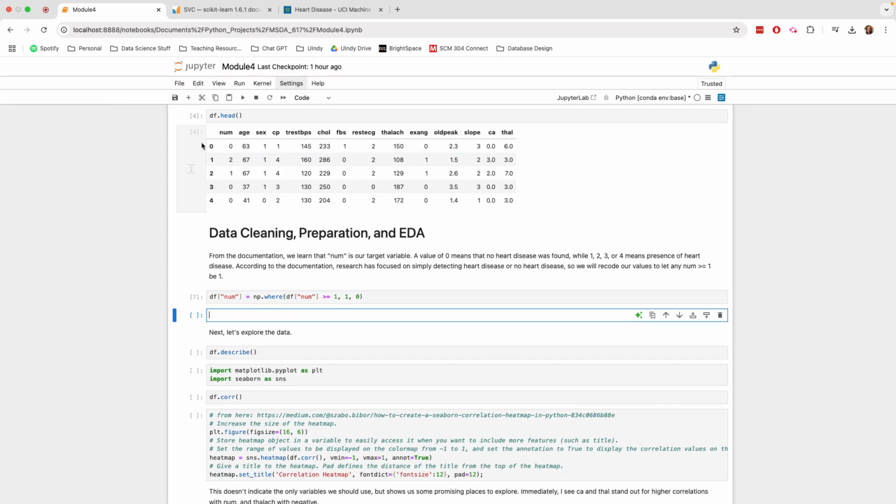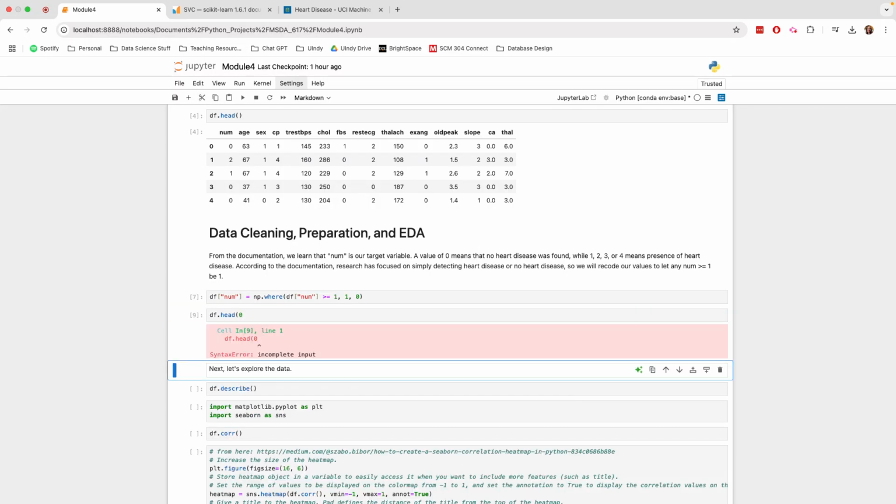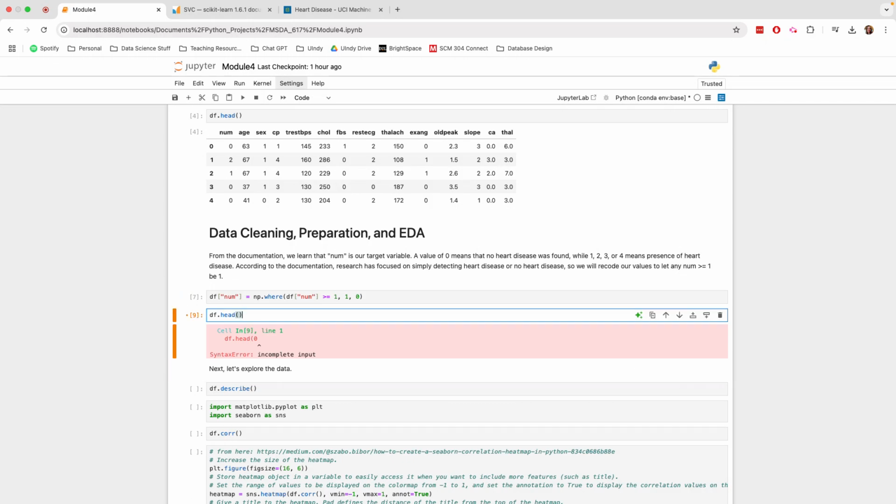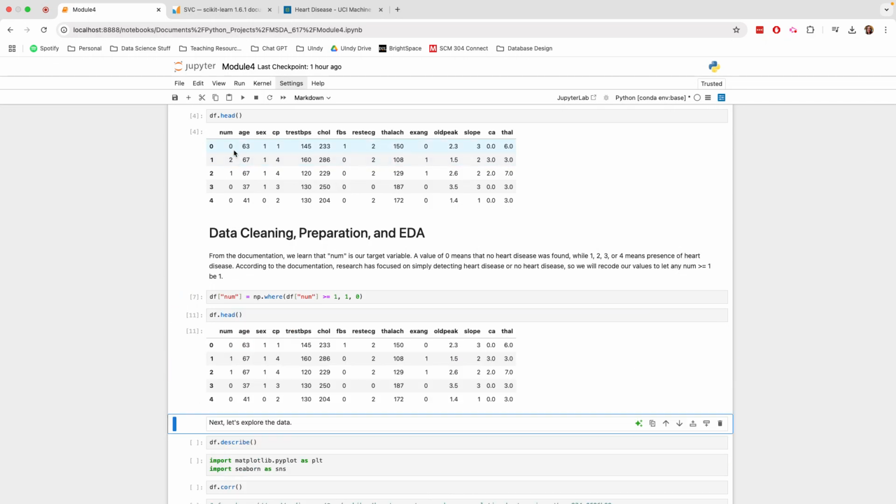And we can double check that that worked by just doing a quick df.head. Let's look at that beginning. Perfect. So just like I said, we should have 0, 1, 1, 0, 0, 0, 1, 1, 0, 0. Perfect. Okay, so that worked exactly like we wanted.